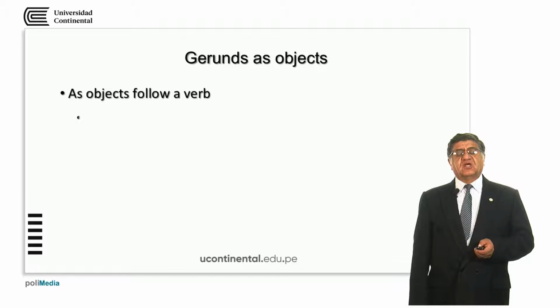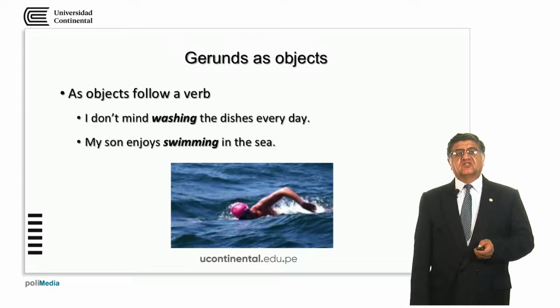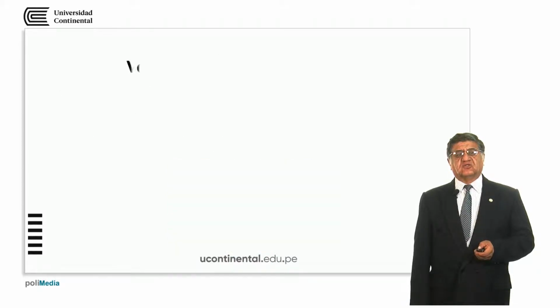As objects, they go after the verb. For example, I don't mind washing the dishes every day. Wash is an action. Washing is the same action, but in noun form. And the same, my son enjoys swimming in the sea. Swim is an action. Swimming is a noun related to that action.